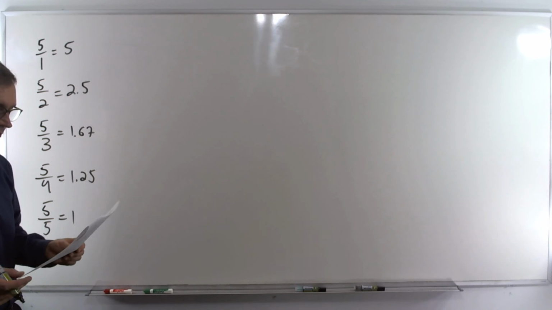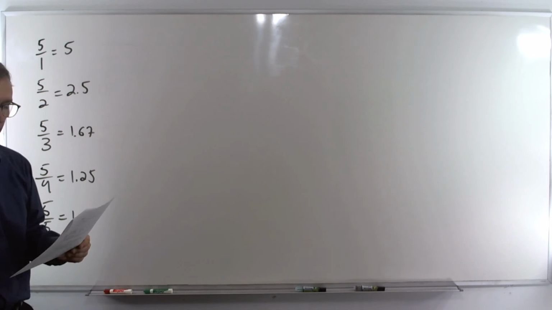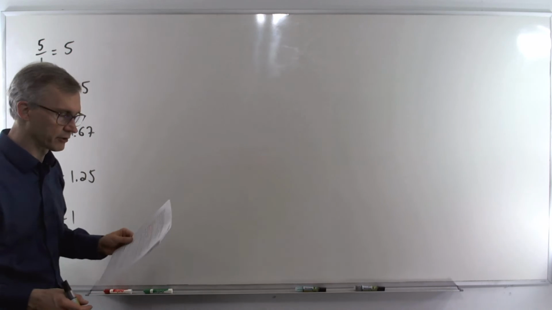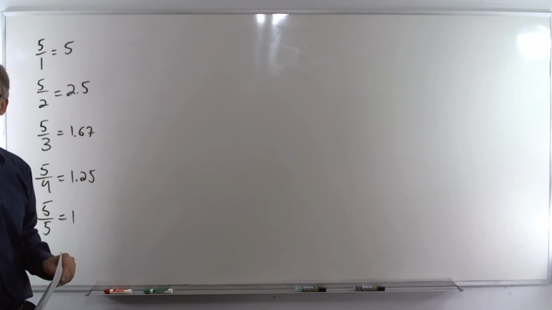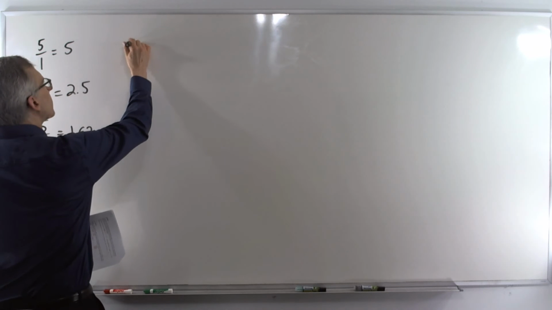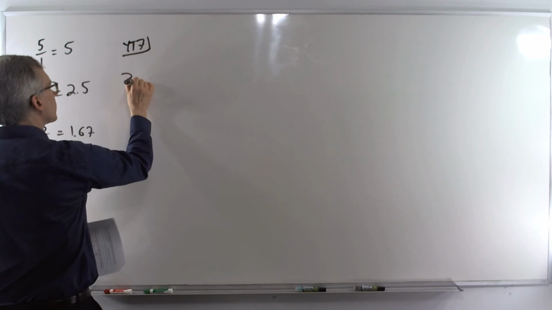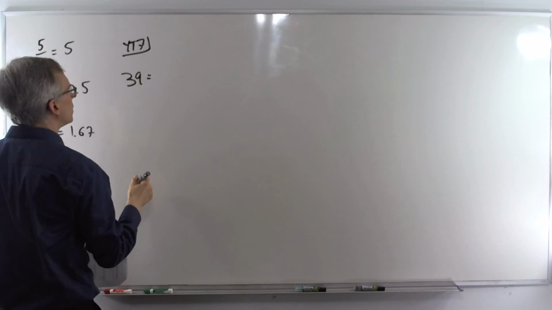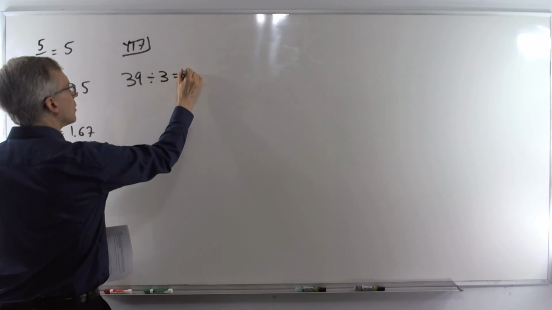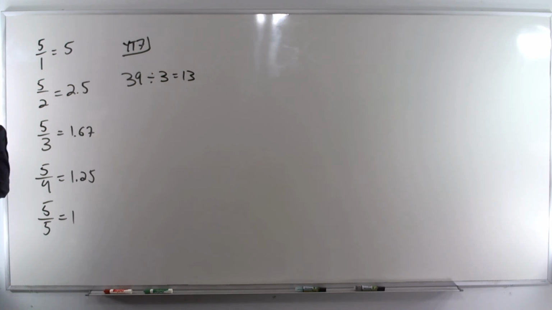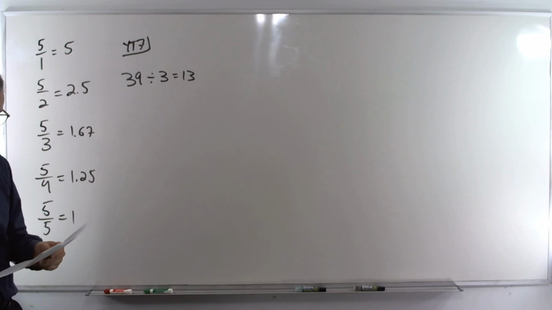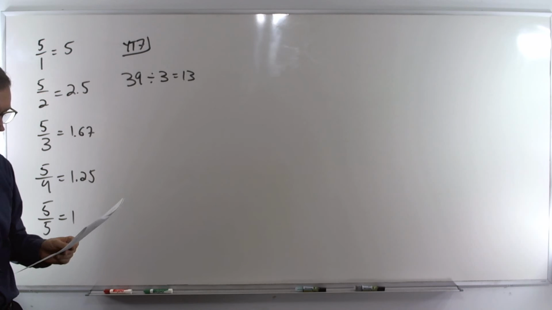Alright, so your turn number 7. Determine whether 39 is prime. Alright, so if we can find a single number other than 1 and 39 that divides evenly into 39, then it's not prime. Well, there is one number that divides evenly into 39, and that is 3. That means 39 is not prime.